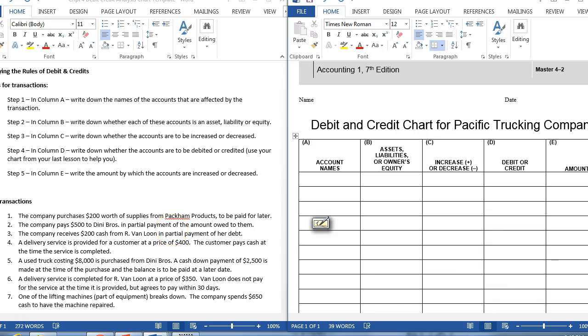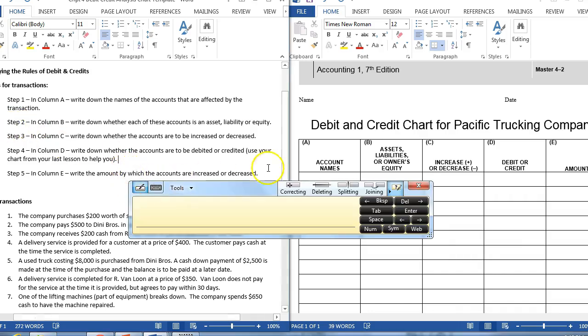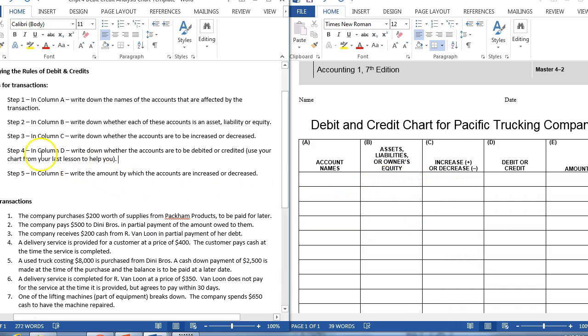Step 2, we're going to write down whether these accounts are an asset or a liability or an owner's equity account. Step 3, in column C, we're going to decide if they're an increase or a decrease to those accounts. Column D, we're going to tell it whether it's a debit or a credit, and you're going to use that chart that I told you to memorize. And then column E, write down the amount where the accounts have increased or decreased.